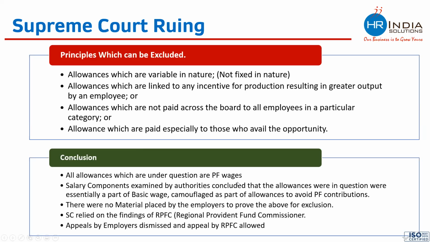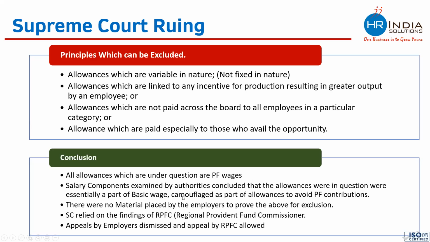Now consider which allowances can be under question in that judgment. Any allowance that you can think of, all those allowances were in question. I'll share that PDF file of the judgment with you all so that you can go through that judgment. So whether it is conveyance allowance, medical allowance, house rent allowance, special allowance, or any other allowance you can think of, all were in question. So all allowances which were under question are PF wages, meaning PF contribution is mandatory on those allowances.